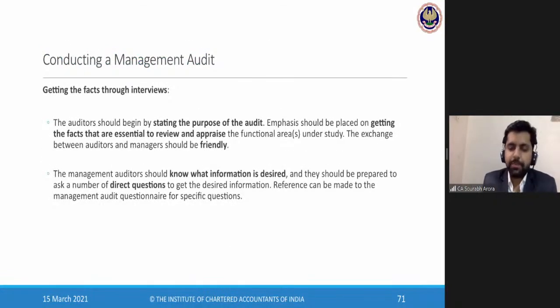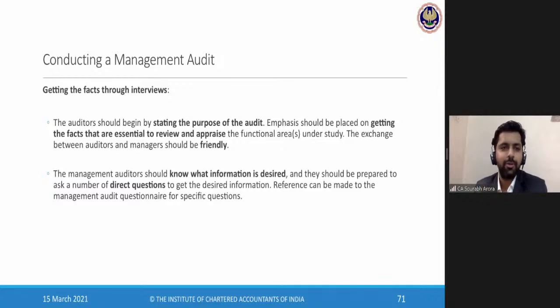So there are two steps to conducting a management audit. The first is getting the facts through interviews. The auditors should begin by stating the purpose of the audit. So first of all, do not keep your auditee in the dark, and tell them clearly the purpose of your audit.